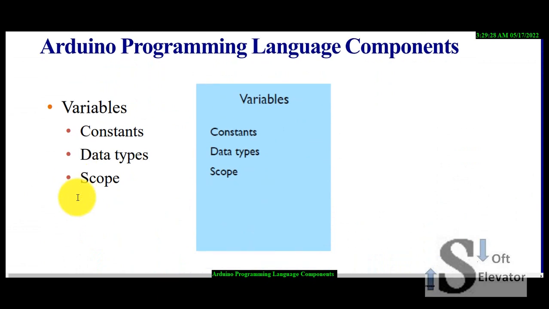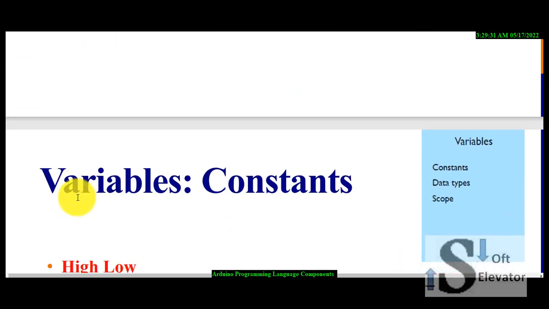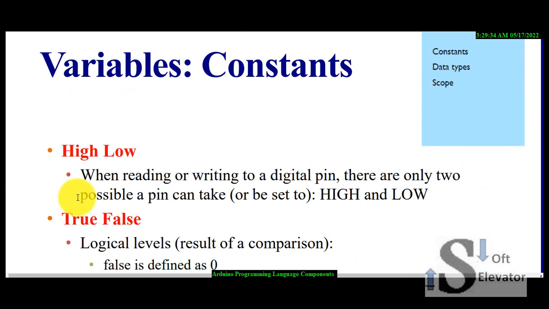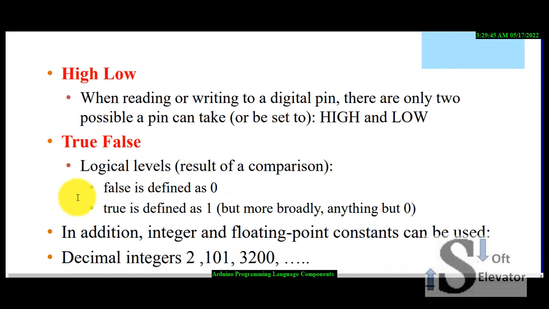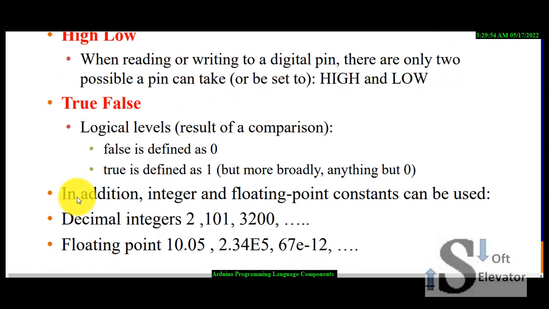Variables: they have constants, types, scope. A constant may be high or low, or true or false. This happens in digital pins, logical levels, false or true, or high or low. In addition, there are integers and floating point numbers. Integers are like decimal integers, 2, 101 and so on. Floating point like 1.5, 10.05, as you see.